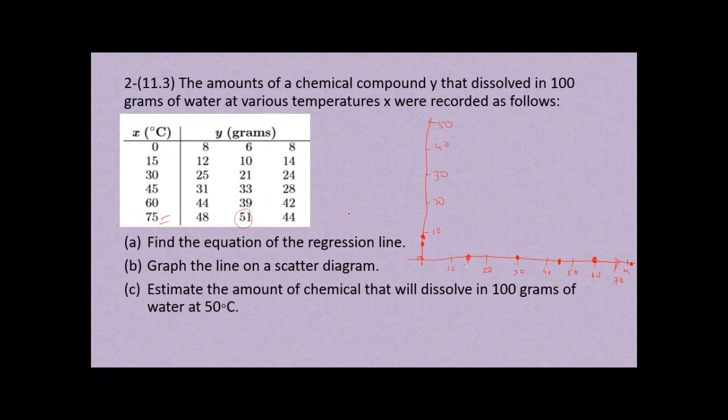Y is 12 here. 12, 10, 14. So 10 against this 15. This dot represents 10, 12, 14. Isn't it? Not far away. 14 is very near to 15.